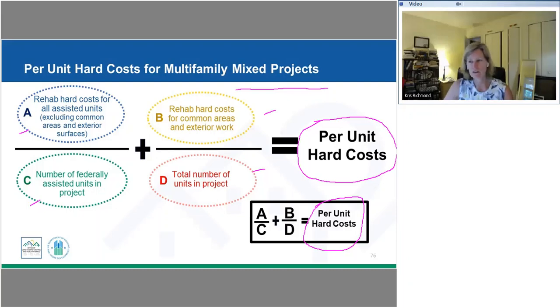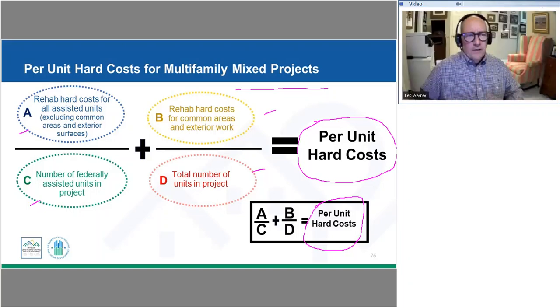Sure. So there were questions about how we walked them through calculating the per unit hard cost for multifamily projects, but I think the follow-up question was, are we then only treating and addressing the assisted units, or are we going to be dealing with all units in that project?